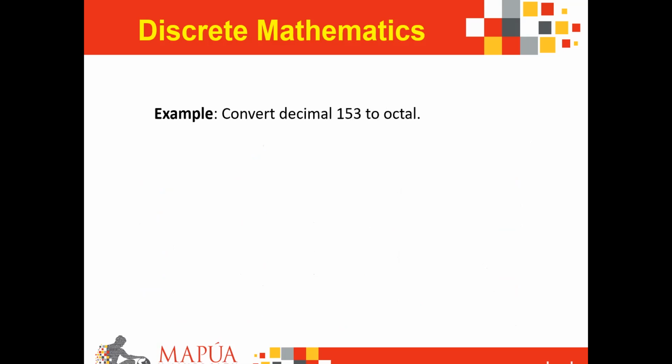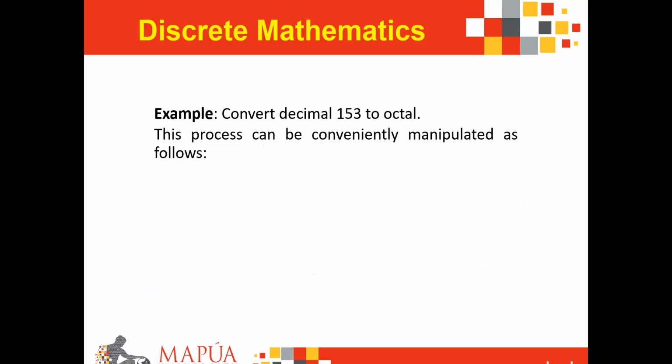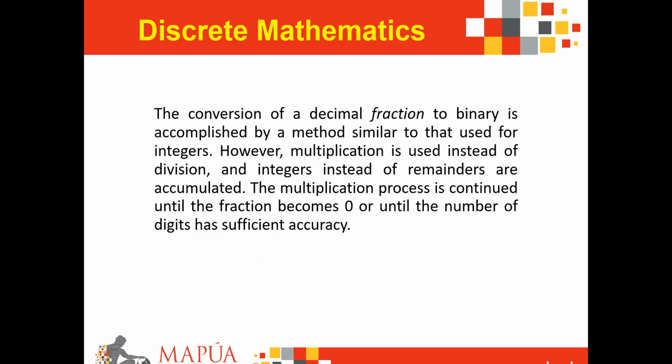Let's try to convert a decimal of 153 to octal. The same process is done, but this time we divide everything by 8. Hence, we end up with the following remainders. When read backwards, you end up with a corresponding octal equivalent value of 231 base 8, equivalent to your decimal 153.